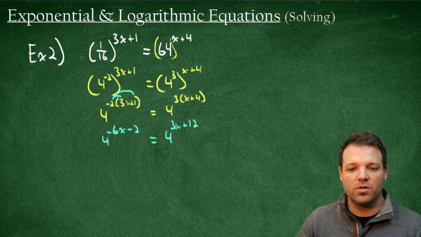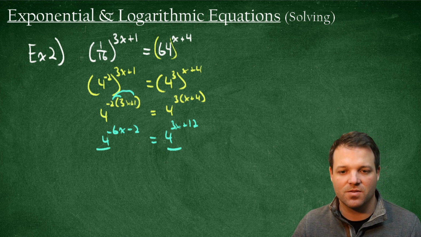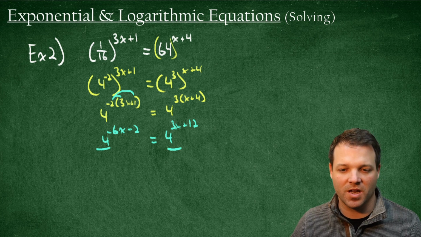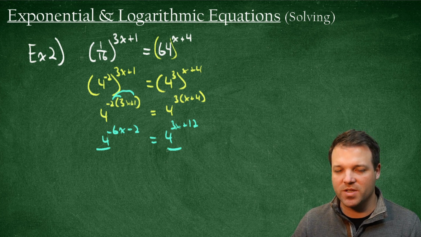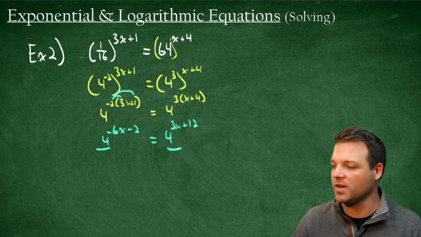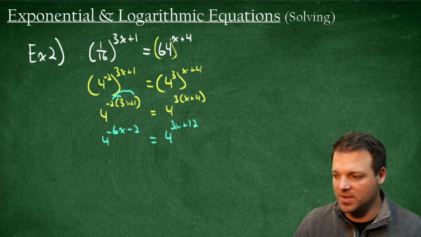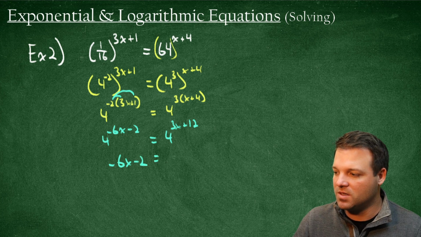And so now here you can see I have the corresponding base, the same base, right? All to some kind of exponent, which means those exponents must be equivalent. Okay, so let's go ahead and set those exponents equal to each other. So that means negative 6x minus 2 is equal to 3x plus 12.